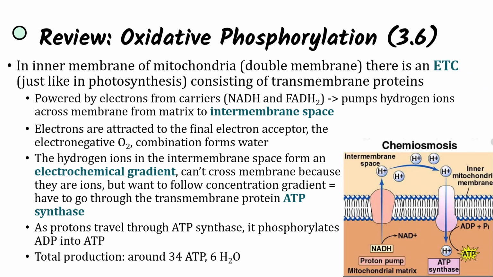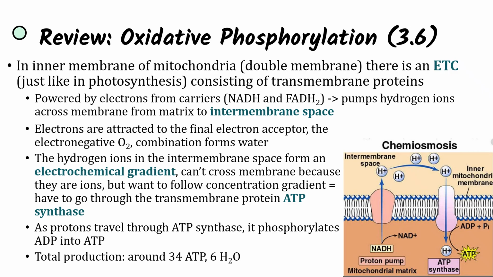Now, we've discussed all of these parts of cellular respiration, but we haven't seen the creation of much ATP. There were 2 from glycolysis and 2 from the Krebs cycle, but that really isn't much. And now we come to the part where the majority of the ATP is going to be created, in oxidative phosphorylation, meaning we're going to have phosphorylation of ADP using oxygen. And in the inner membrane of the mitochondria, because the mitochondria is a double membrane organelle due to endosymbiosis, there is going to be an ETC, an electron transport chain, just like photosynthesis, consisting of transmembrane proteins.